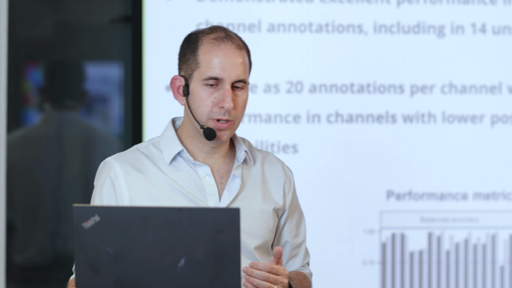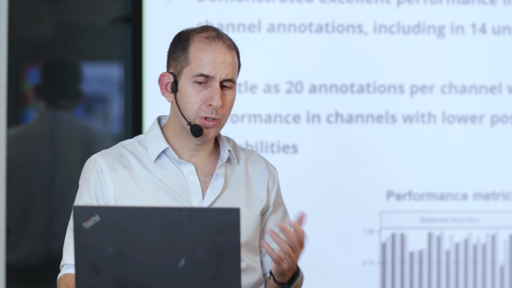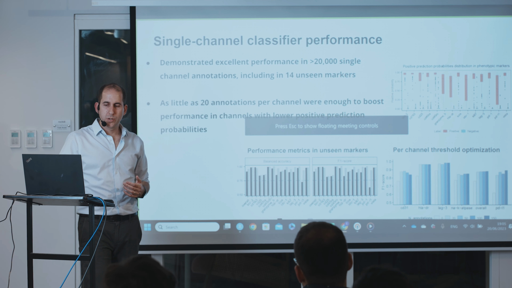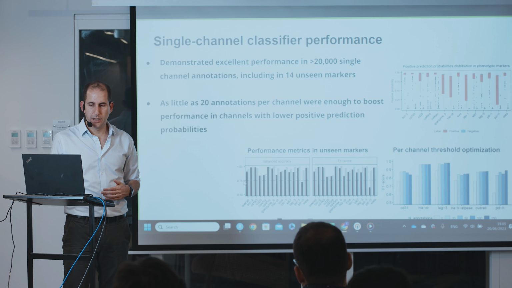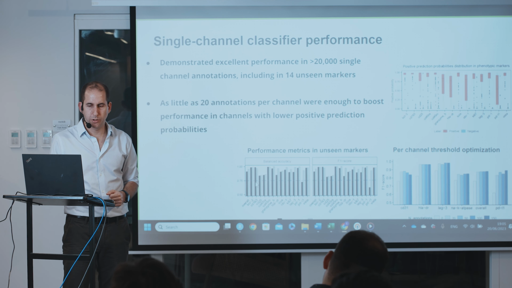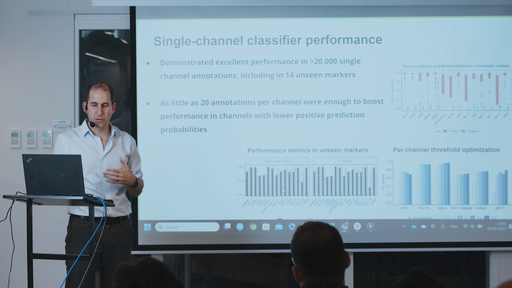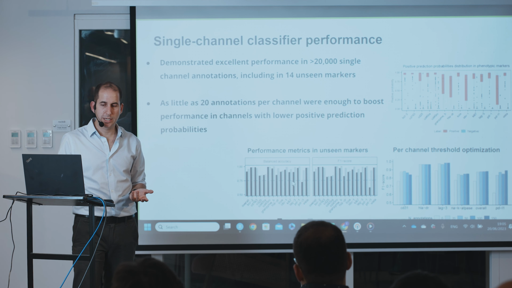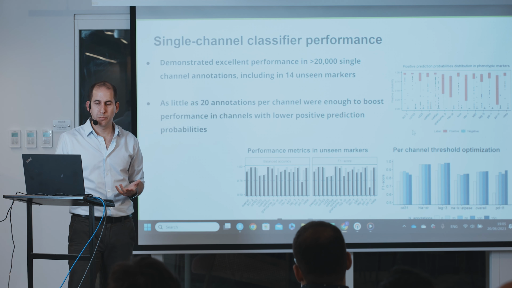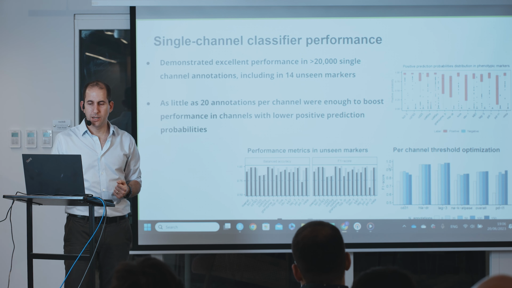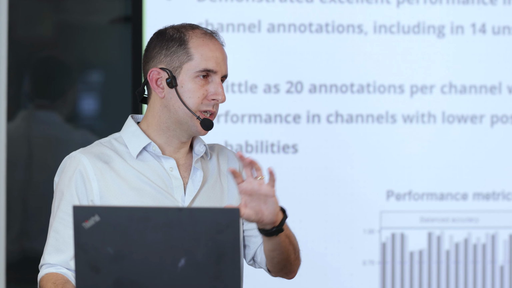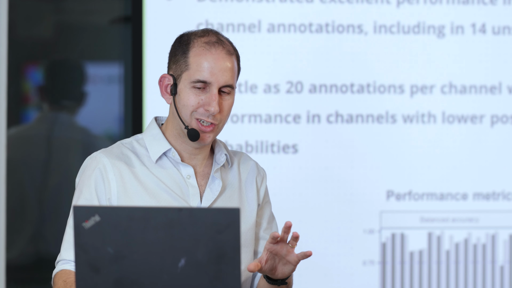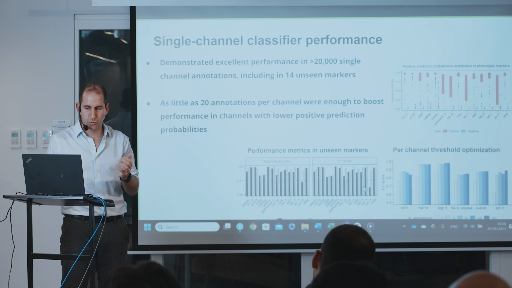And in order to overcome this problem, we did per channel threshold optimization. Now the question is, how many annotations do we need in order to optimize this threshold? What we see here in black is the 0.5 threshold, so a set threshold for all the channels. And in gray, we have the performance after we did some threshold optimization. And you can see that in a lot of channels, the threshold optimization did not matter. But there are some channels, especially those with the lower positive probabilities, which benefited from this optimization. Of course, we did the threshold optimization in training slides, and we validated the performance in test slides, which were not seen by the model.